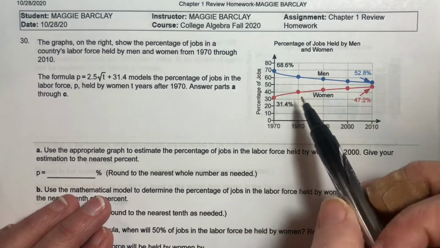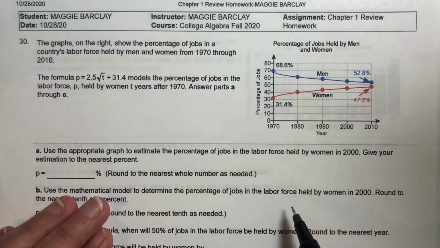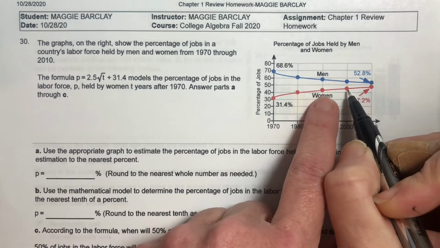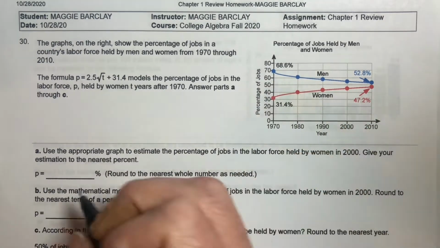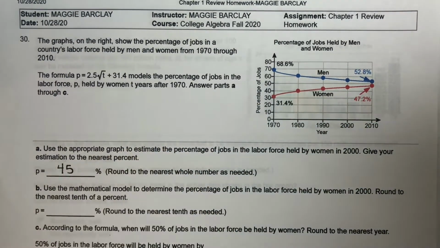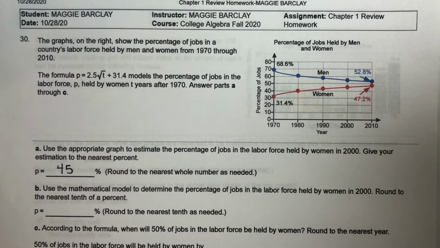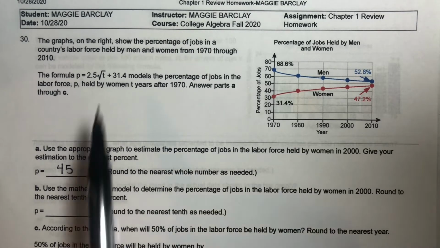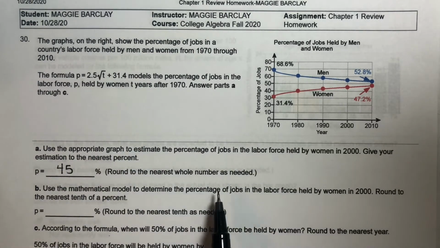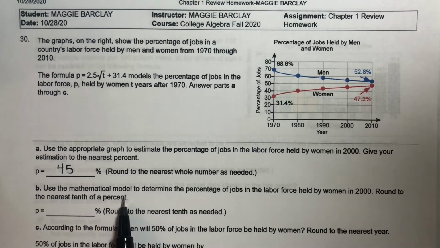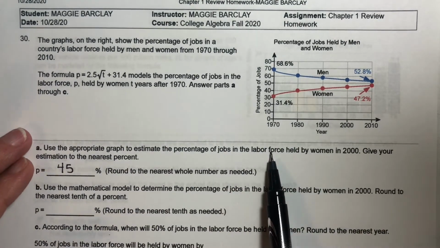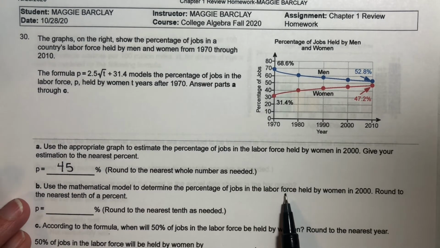Okay, women are this red line right here. And in 2000, we are right here. In 2000 appears to be about halfway between 40 and 50%. So I say 45% is a reasonable reading from this graph right here. Okay, so for part B, use the mathematical model, which is the formula here, to determine the percentage of jobs in the labor force held by women in 2000. Round to the nearest 1/10%. So here we were using the graph to find the answer. Here they want us to use the model to find the answer, okay?